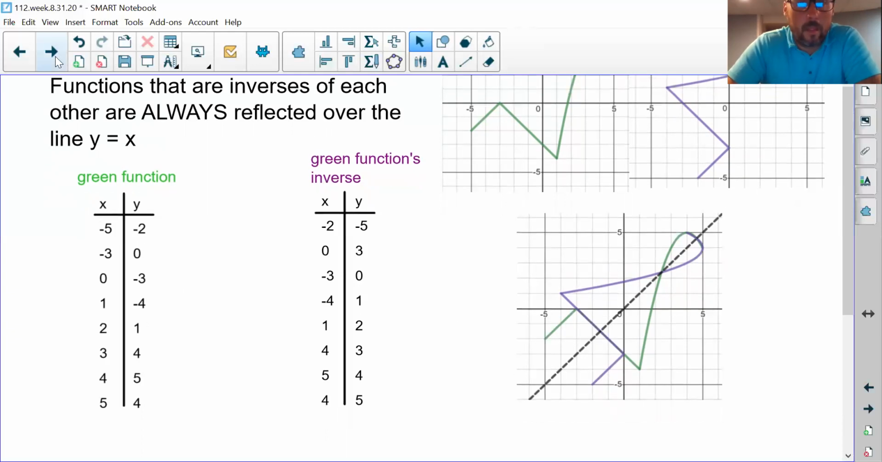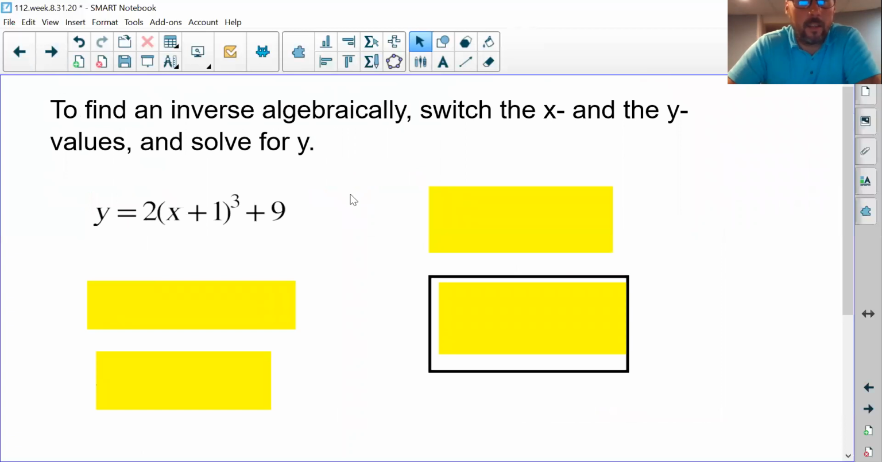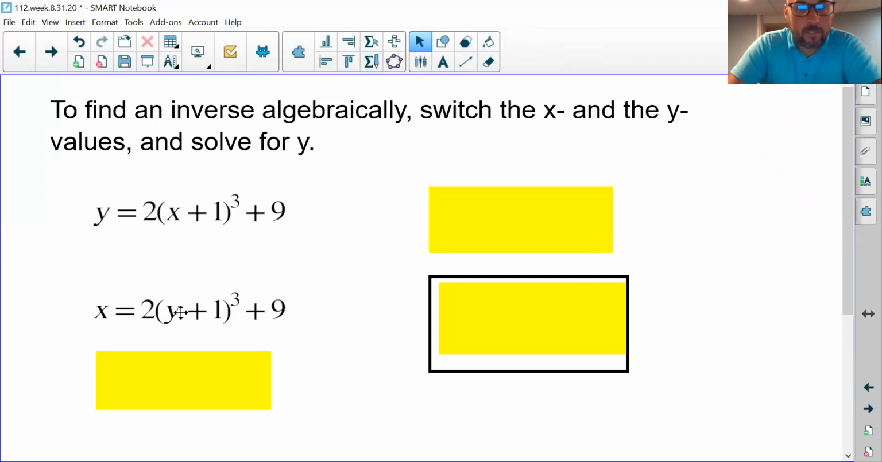So how can we also find the inverse algebraically, not graphically, but doing it algebraically? It's all about forcing the inverse, which means just switching the x's and the y's, switching the inputs and the outputs, and then we'll solve for our new y. So here is a function, and I'm going to switch x and y. And now I've already got the inverse. This is the inverse. Now my task is to just solve for y.